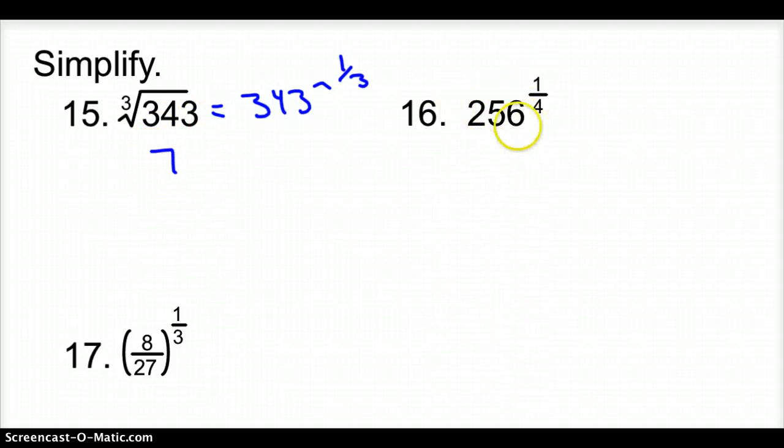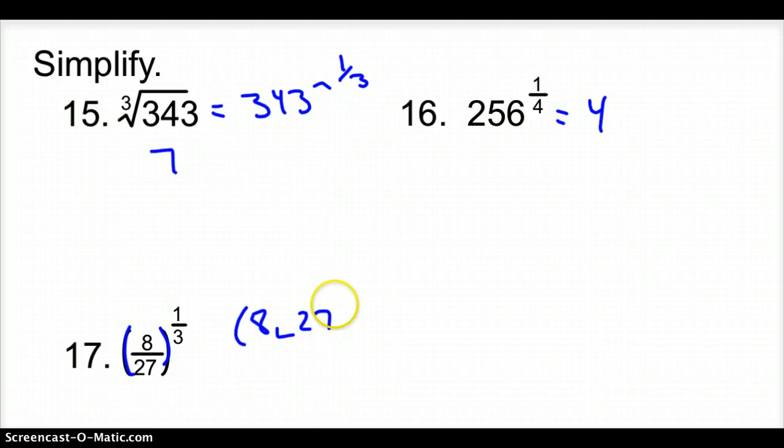Same thing with 16. 256 to the 1/4. Type it in, check it out, it's 4. Now, same thing here, just make sure you put parentheses around it. So when you type it in, it would be parenthesis, then your fraction key, and then 27, and that would be caret 1, and then fraction key 3, and then you punch it in just like so. It would give you 2/3.